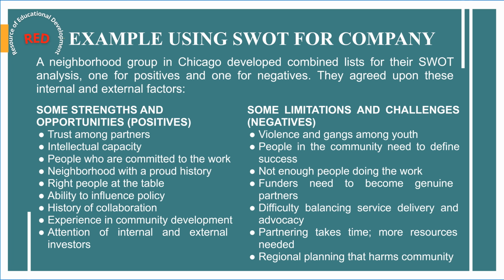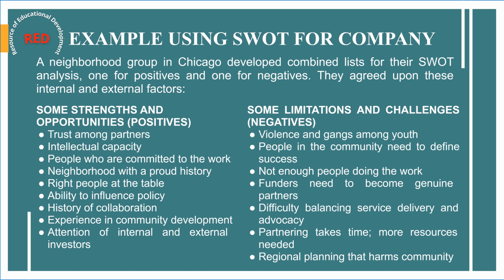Now we will see some limitations and challenges. Negatives: violence and gangs among youth. People in the community need to define success. Not enough people doing the work. Funders need to become genuine partners. Difficulty balancing service delivery and advocacy. Partnering takes time, more resources needed. Regional planning that harms community.